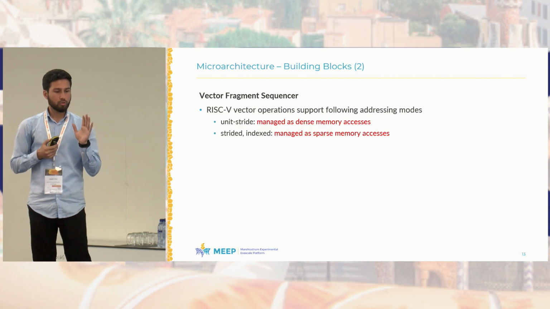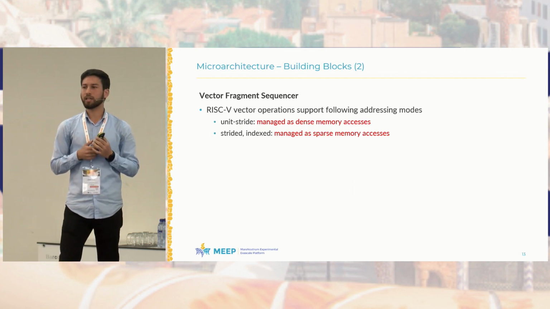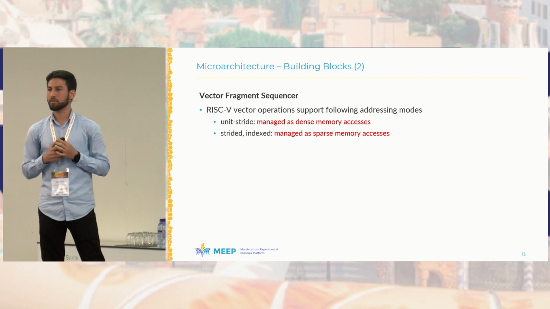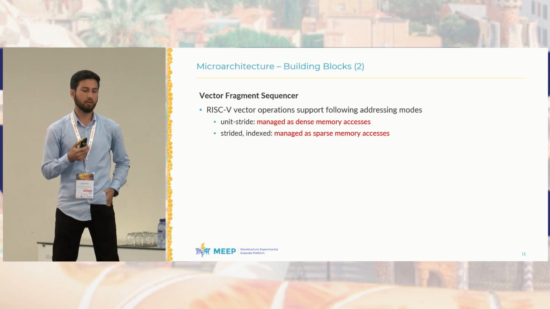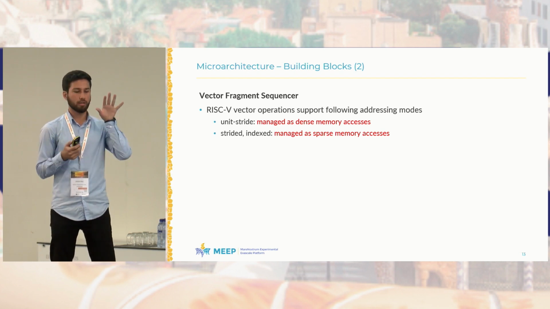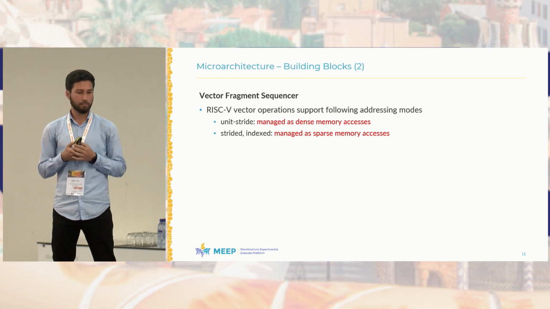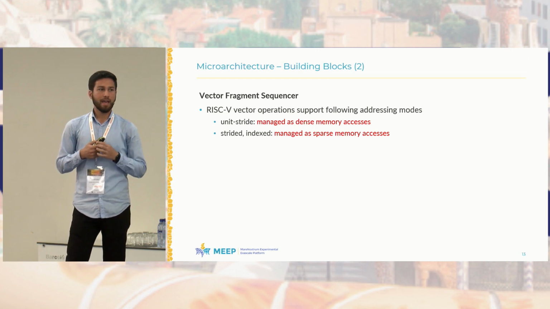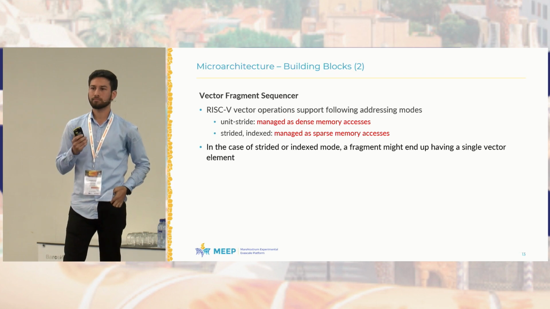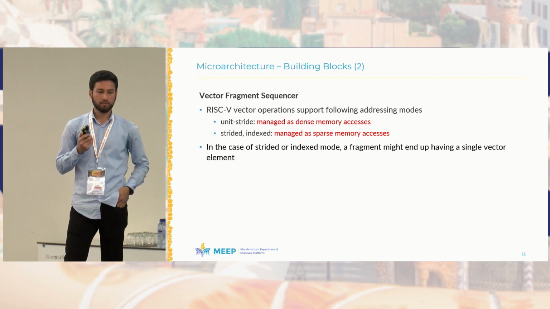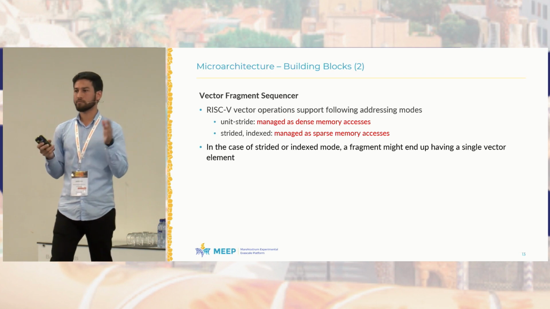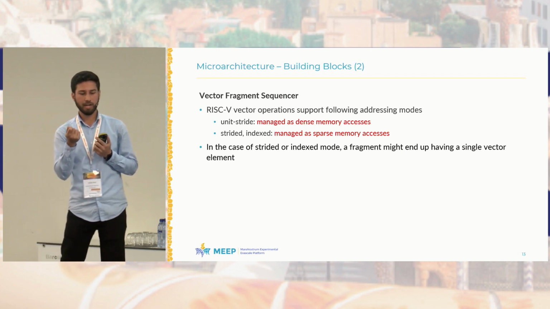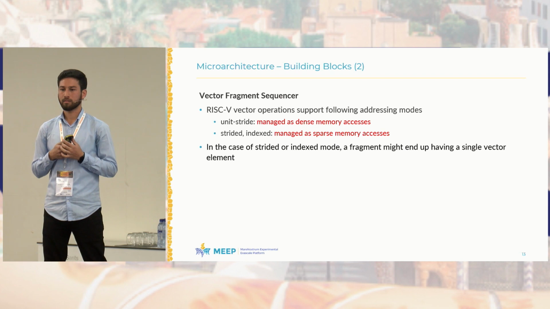To dig a bit deeper, we know that RISC-V supports three types of addressing mode: unistride, strided, or indexed. Our focus is more toward strided and indexed mode. Why? Because they are for sparse memory accesses. And there's a key phenomenon happening here. If we fragment our request, in case of a very sparse vector, we might end up having a fragment with a single vector element after getting from memory.